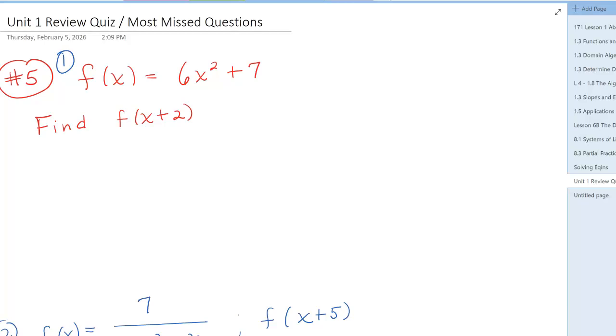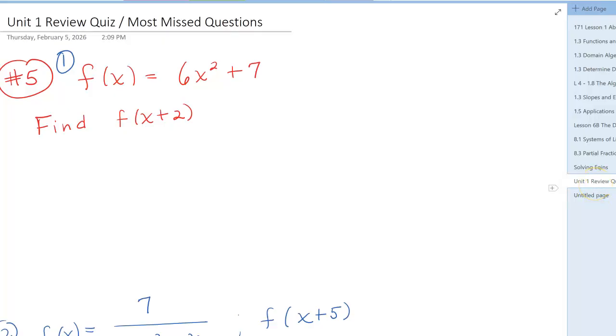Hello. As we prepare to take the Unit 1 test in class next Thursday, which will be February the 12th, I thought it might be best to review the first attempt at your quizzes and maybe work some of the most missed questions. So this page is available in my notebook. It's under Unit 1, Intro to Functions, and it is the last page in there.